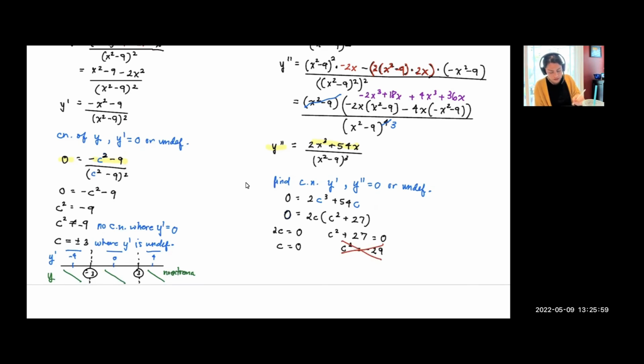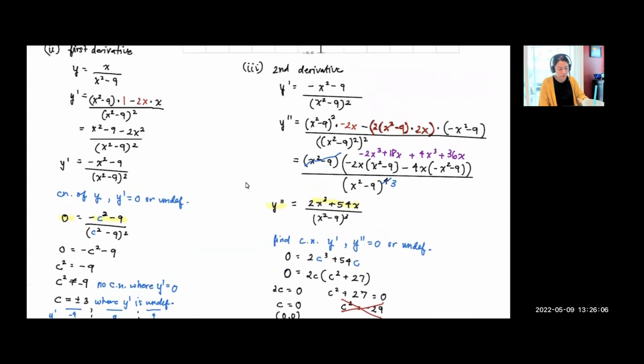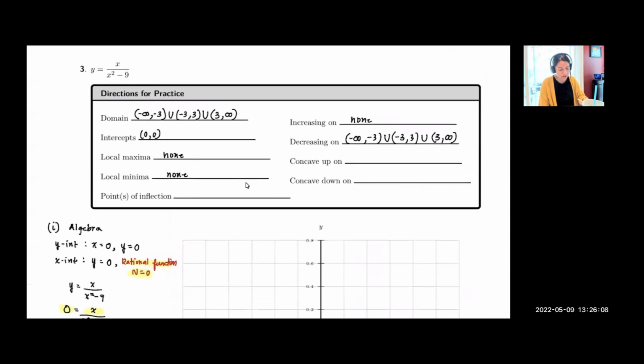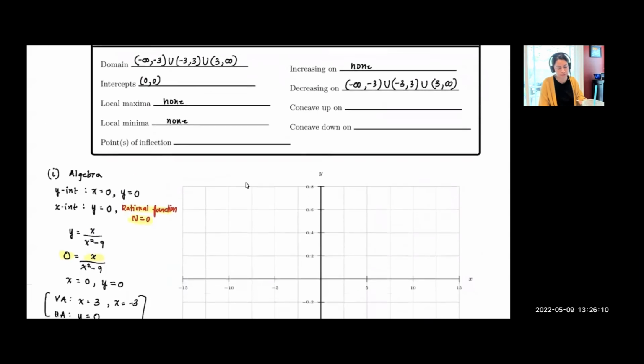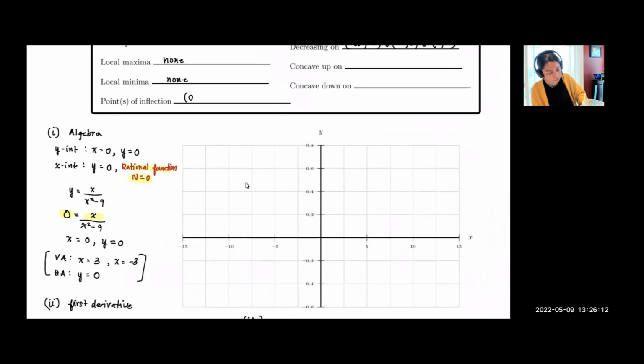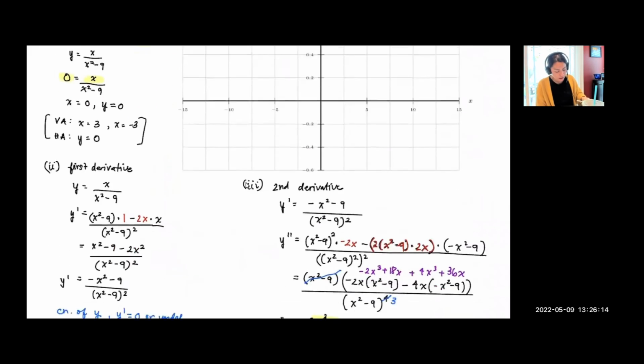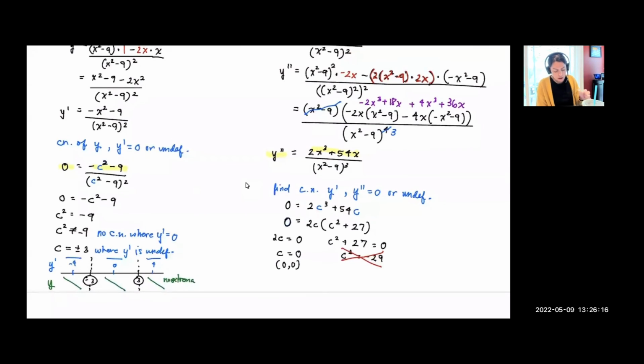So here, notice that 0 is the ordered pair (0, 0), right? It's not only a point of inflection now, it's an intercept too. It's an X and Y intercept and a point of inflection. So let me put that there. Now, all we need to do is test for concavity around this point of inflection.